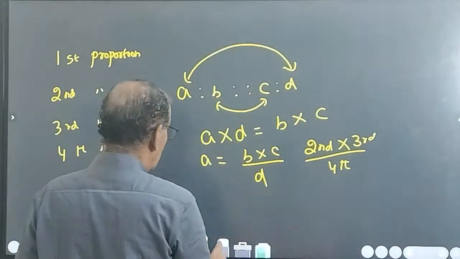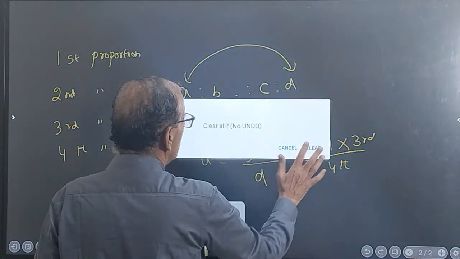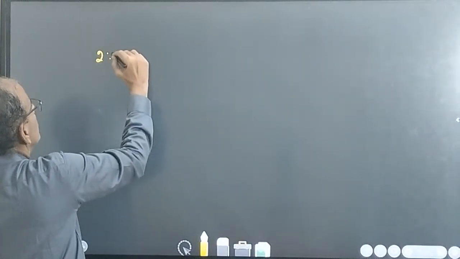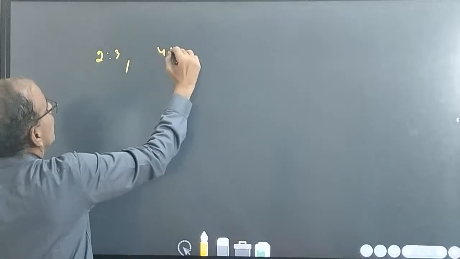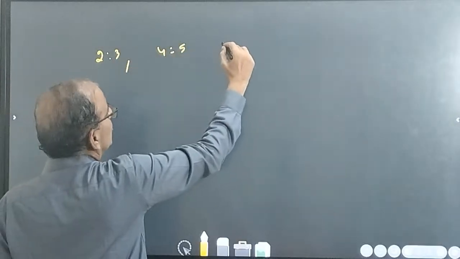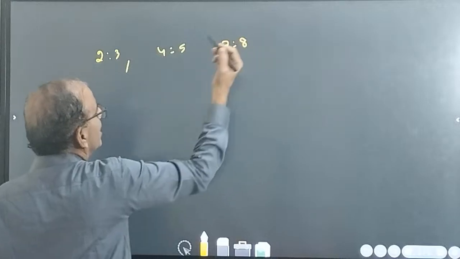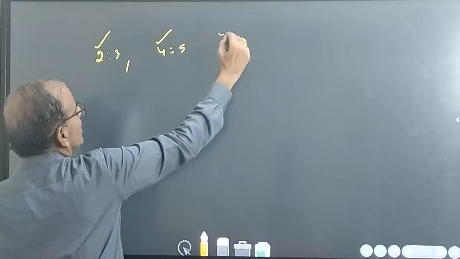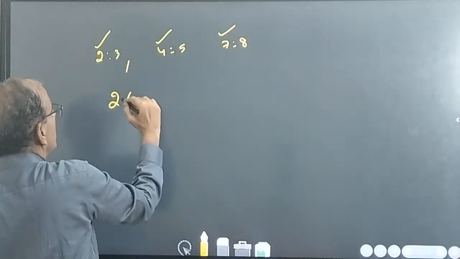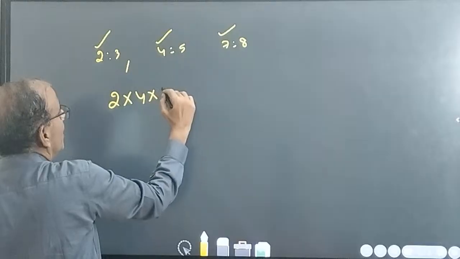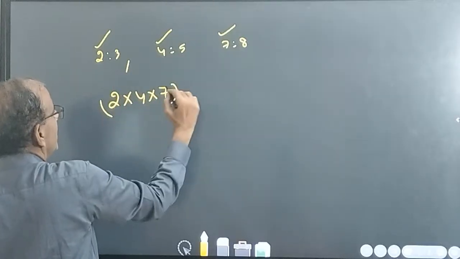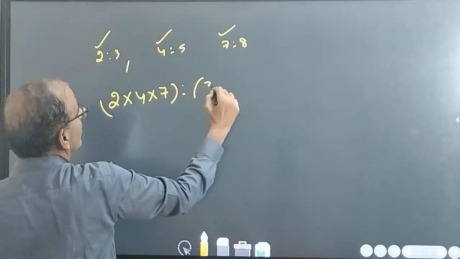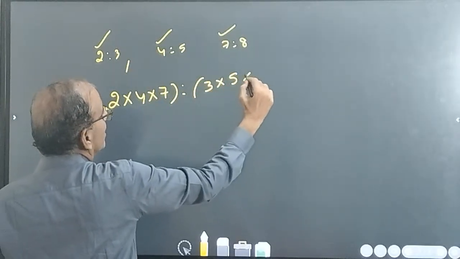Suppose அதே மாதிரி compound ratio. Compound ratio, suppose 2 is to 3, 4 is to 5, 7 is to 8. இப்படி இருக்குன்னா compound ratio என்னது? Take first number, take first number, take first number. 2 into 4 into 7 is to second, take second, 3 into 5 into 8.